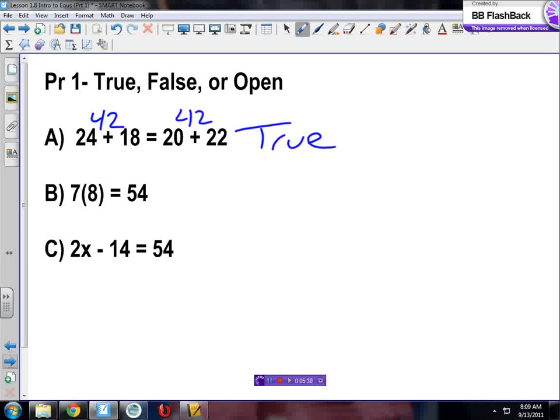All right. Looking at part B, I want to know, is it true, false, or open? I'm going to call on Heidi. True, false, or open? False. Why'd you say false? That's not the right answer. What's 7 times 8?